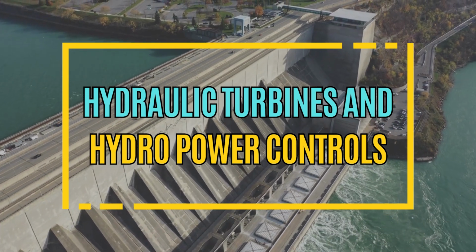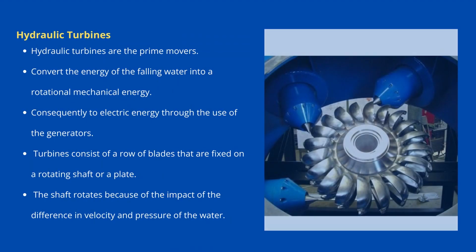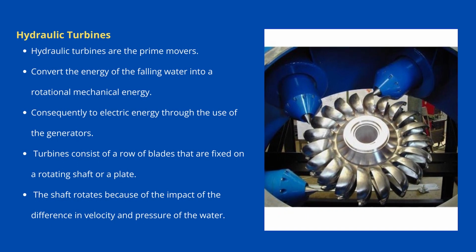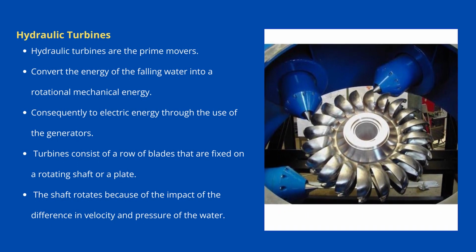Hydraulic turbines are the prime movers that convert the energy of the falling water into rotational mechanical energy and consequently to electric energy through the use of the generators that are connected to the turbines. Turbines consist of a row of blades that are fixed on a rotating shaft or a plate. The shaft rotates because of the impact of the difference in velocities and pressure of the water striking the blades.